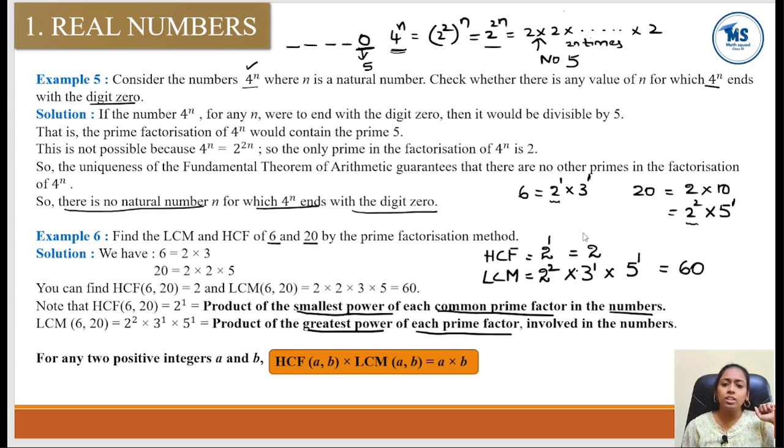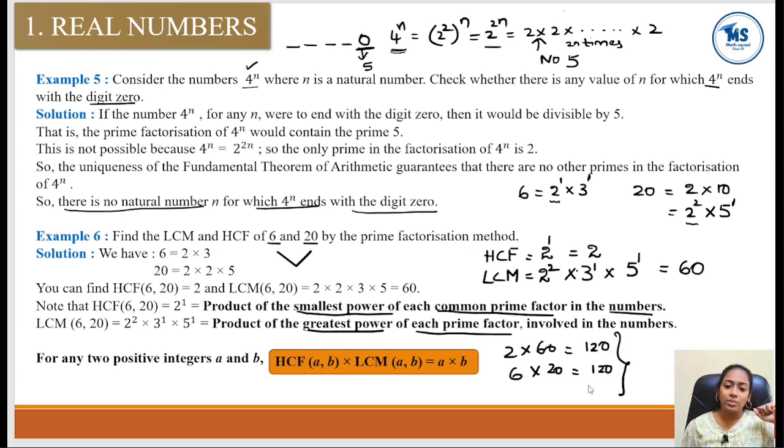And here you can see that the HCF into LCM of the given numbers is 2 into 60. HCF into LCM is 2 into 60, which is 120. And what are the given numbers? 6 and 20. What is the product of 6 and 20? 6 into 20 is also equal to 120.